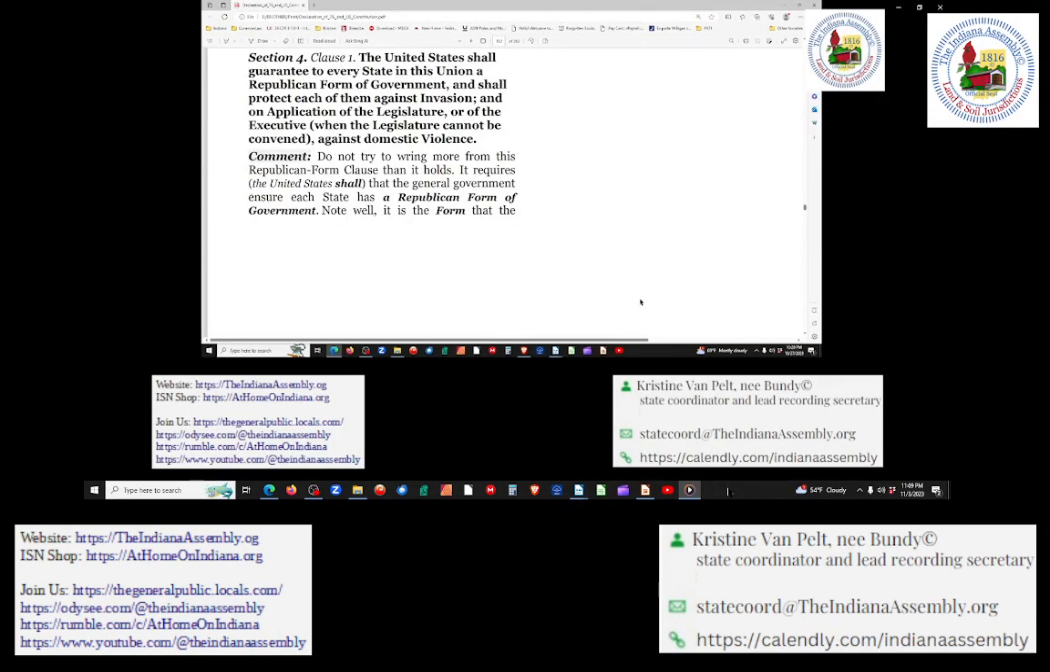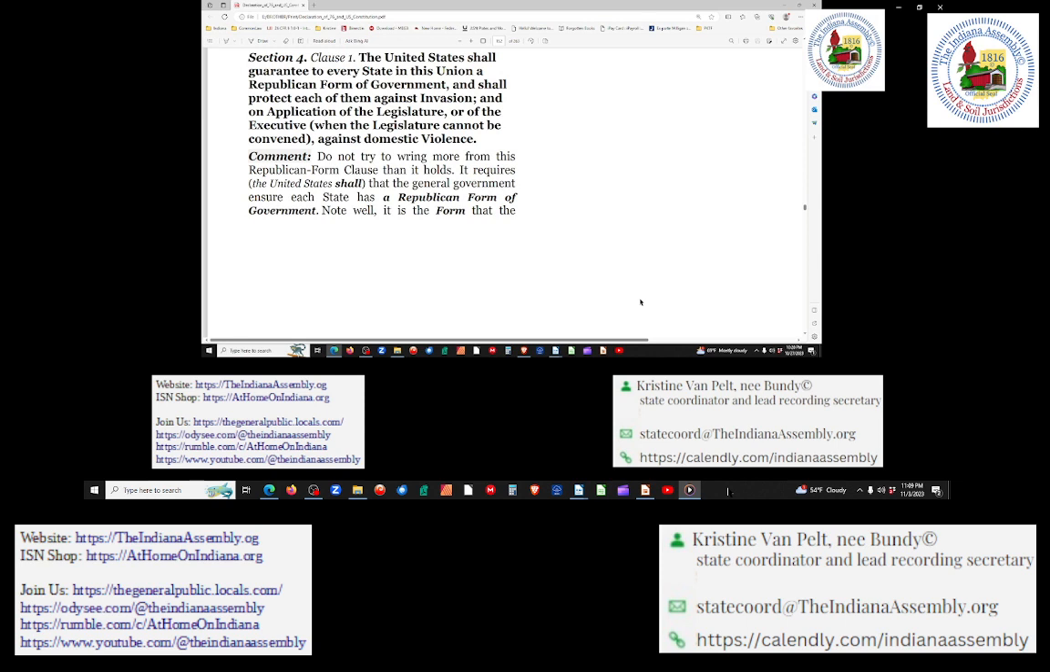Section 4, Clause 1. The United States shall guarantee to every state in this Union a republican form of government, and shall protect each of them against invasion, and on application of the legislature or of the executive, when the legislature cannot be convened, against domestic violence. Comment. Do not try to wring more from this Republican form clause than it holds.